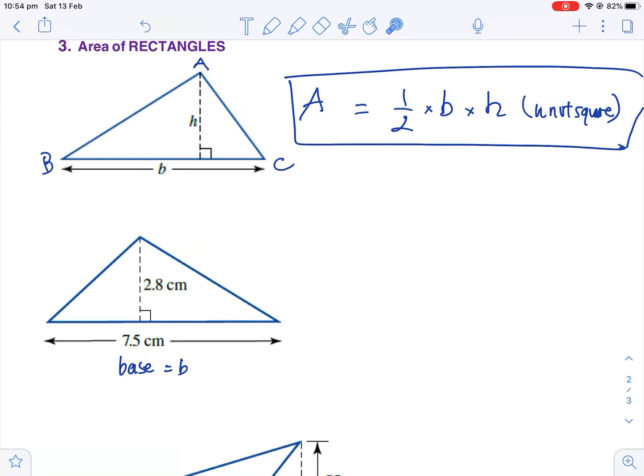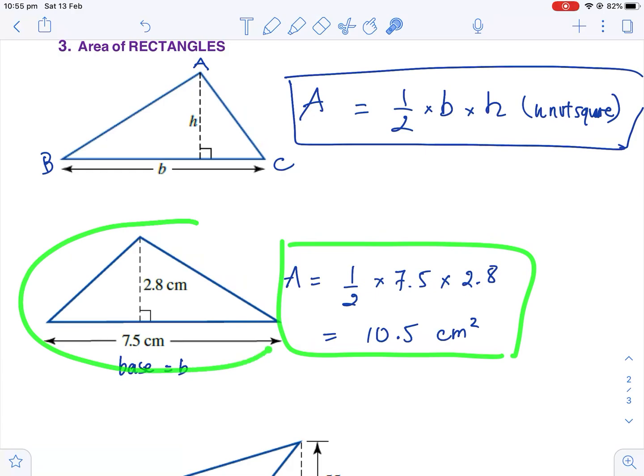So it's already there. So I'll calculate the area of this one, which is going to equal 1/2 times the base, which is 7.5, times 2.8. And use your calculator. So 0.5, which is 1/2, times 7.5, times 2.8, which is 10.5. And what is the unit in here? Because this one is centimeters, it's going to be centimeters squared. So this is the area of this triangle.